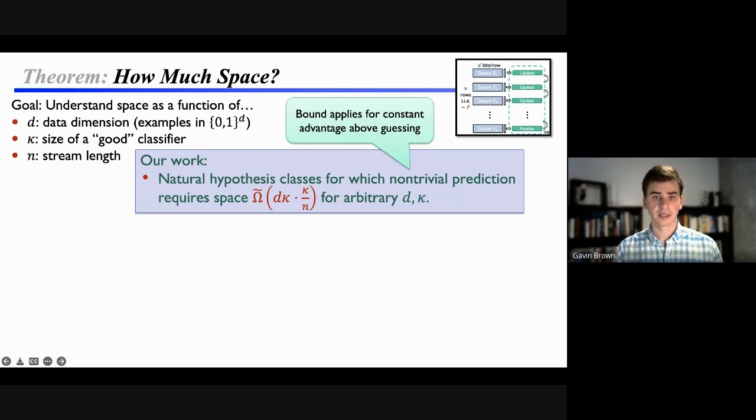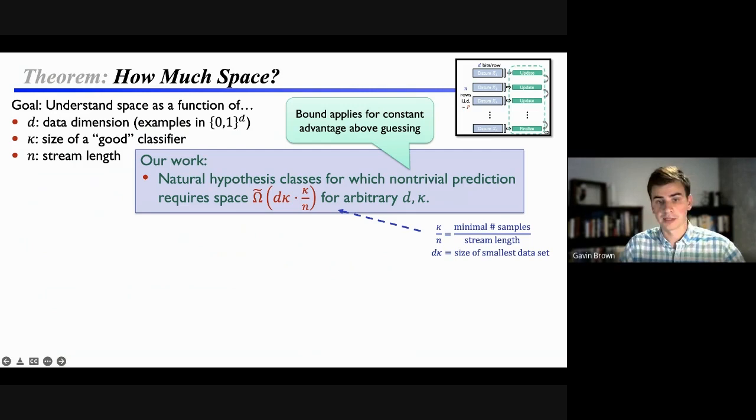Let's unpack this a bit. By non-trivial prediction, I mean just having a constant error above random guessing, constant advantage above random guessing. And because kappa is the size of a good classifier, by uniform convergence, roughly kappa examples suffice to accurately learn this hypothesis class. So this factor of kappa over n is the minimum number of samples divided by the stream length. It starts at 1 and goes down as n grows.